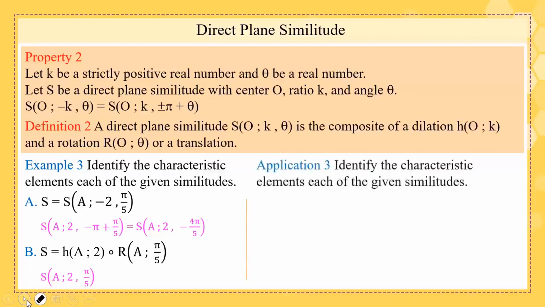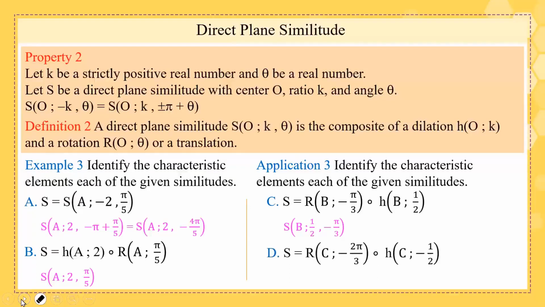Another application 3: also identify the characteristic elements of each of the following similitudes. S here is the composite of a rotation and a dilation. Yes, S will be a similitude of center B, ratio half, and angle minus pi over 3. And all these rules are according to property 2. Also, this is another example. S is the composite of a rotation and a dilation.